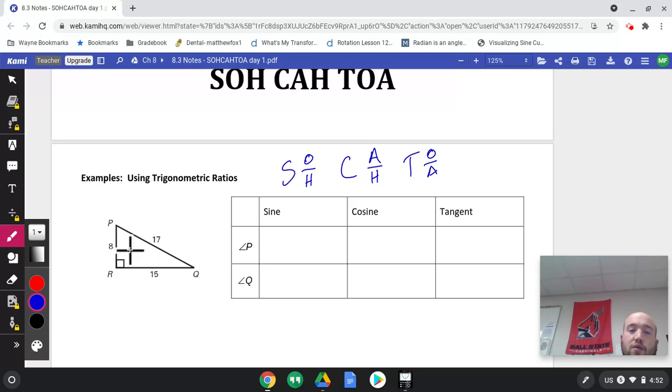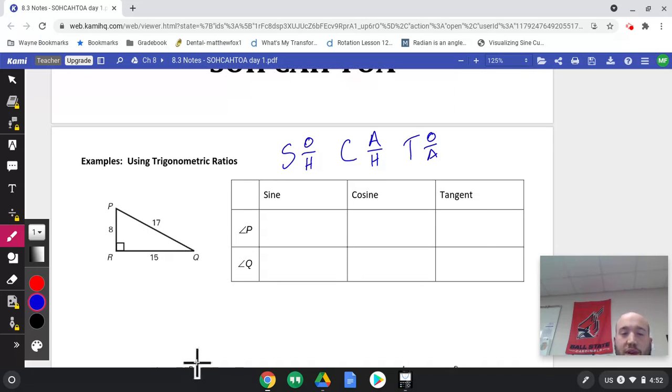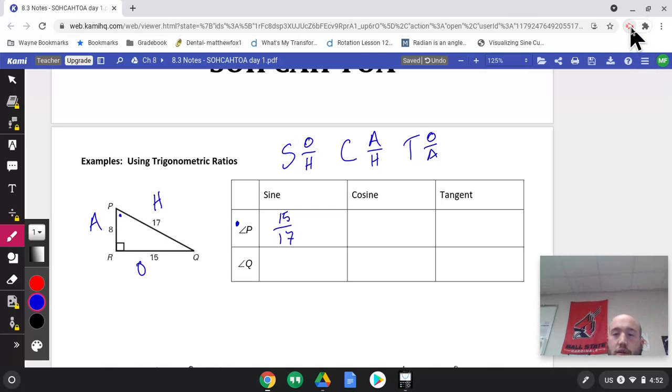Now, when we are solving, depending on whether we find angle P or angle Q, we will get two different answers. I'll do angle P here in blue. So angle P is right here. The hypotenuse is 17, the adjacent side is 8, and the opposite is 15. So sine, O over H, would be 15 over 17. Okay. Now, cosine.